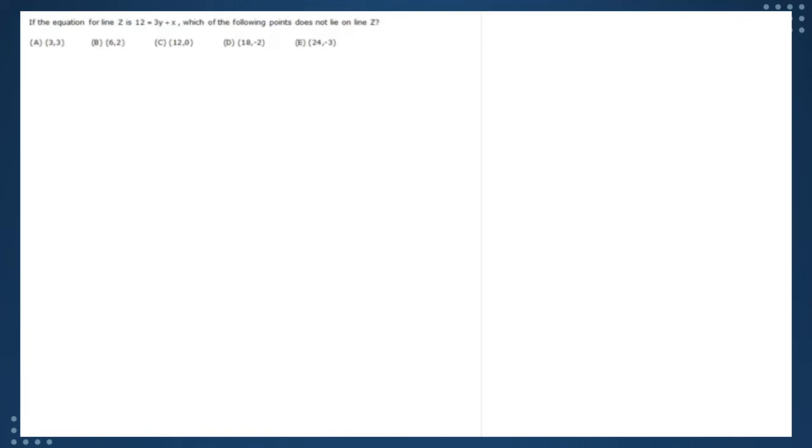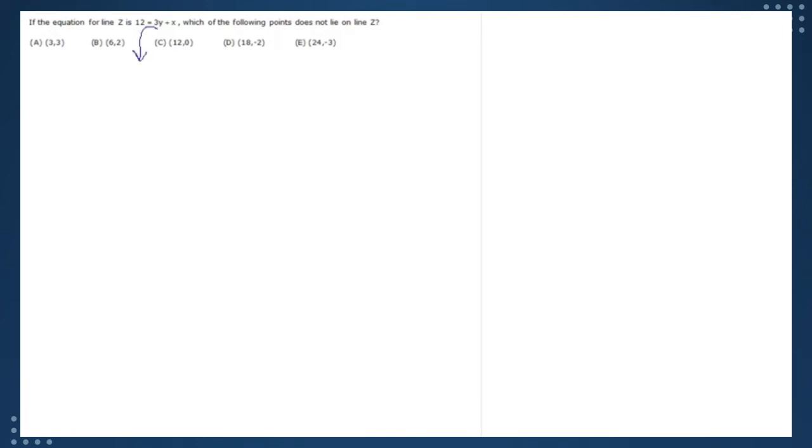Okay, so this question, as I said, is testing whether you know how to tell if a point is on a particular line. So what we're provided with right off the bat is the equation of a line. Now, something I like to do, it's not something you have to do, is to get this into the standard form of the line equation.